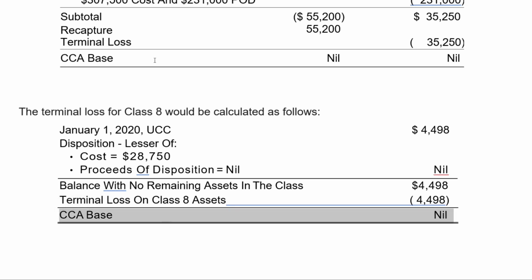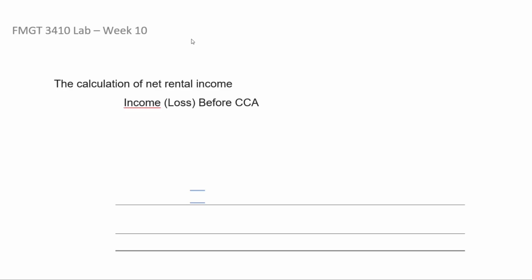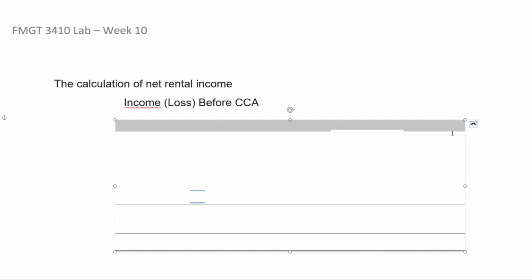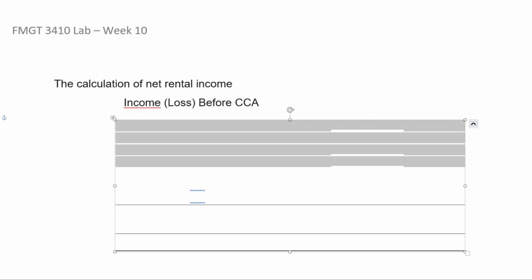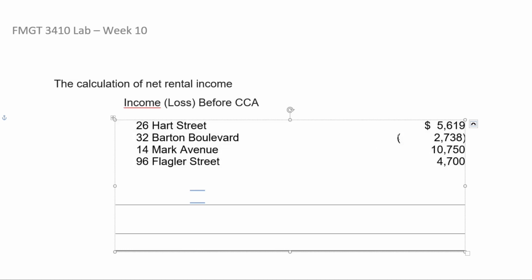Now we can take all of those calculations and start to put them together to figure out what our subdivision B net rental income is going to be. So our income or loss before CCA, we actually were given that information for each of the first 4 properties, correct? And here it is reproduced. This is straight from the original question. Hart Street had 5,619, Barton Boulevard was a loss of 2,738, etc., etc.